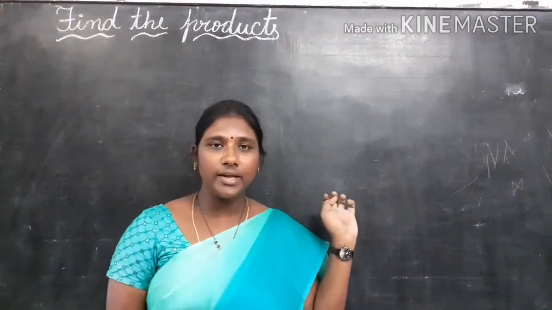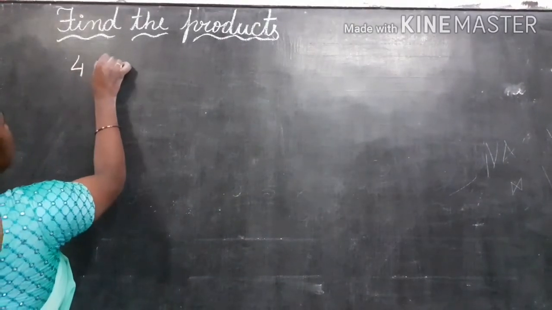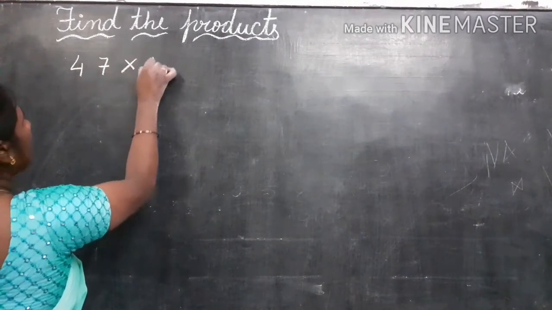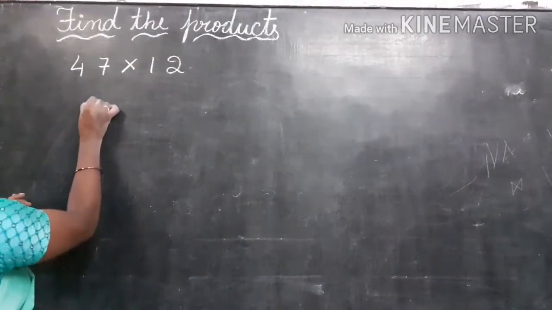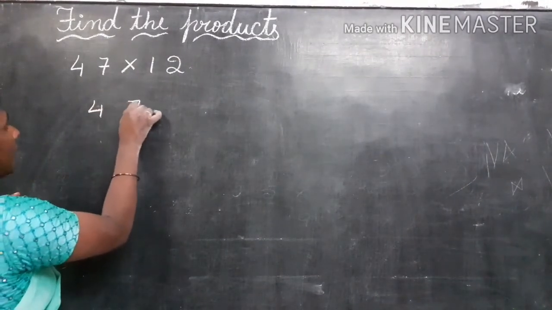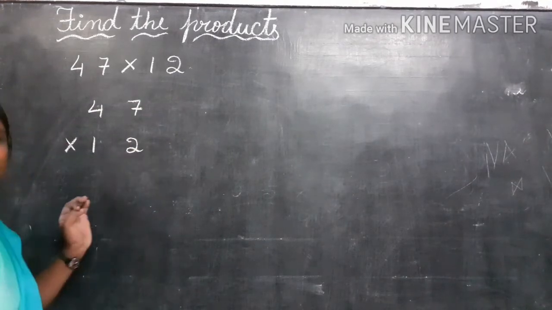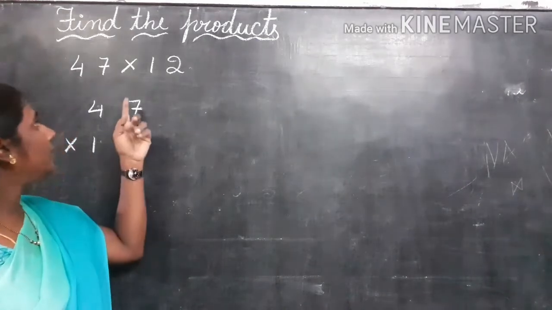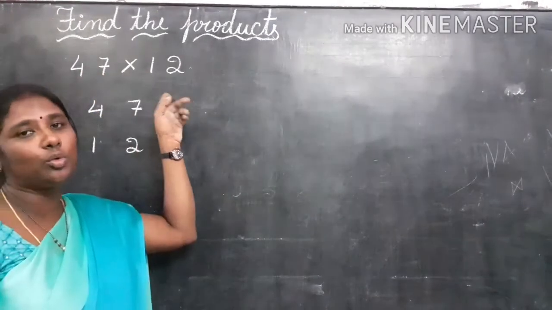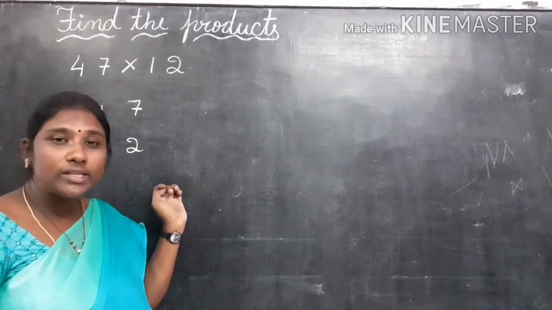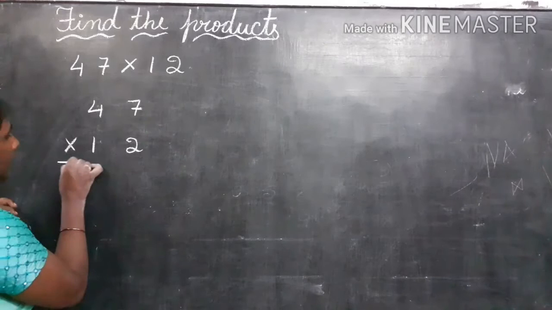Okay children, next one is 47 into 12. How should we do this one? Here we are multiplying a 2-digit number by a 2-digit number, like this given example, see.